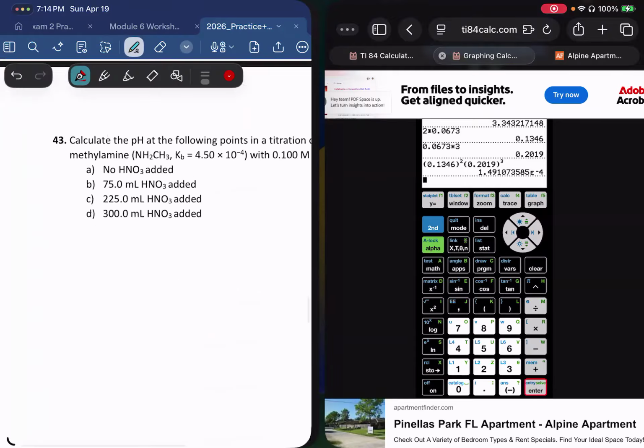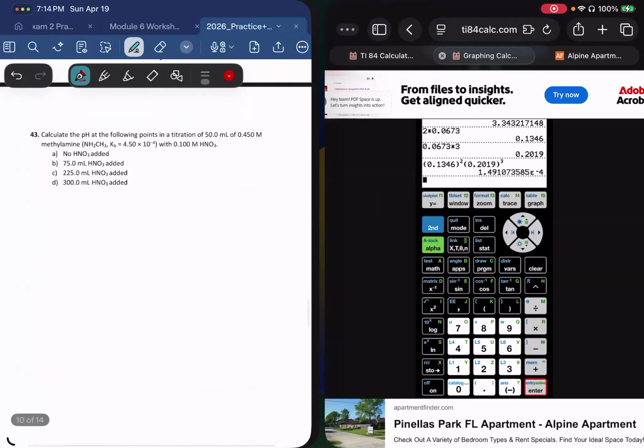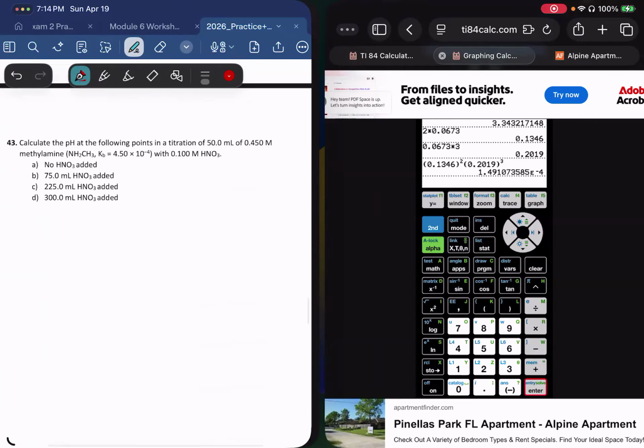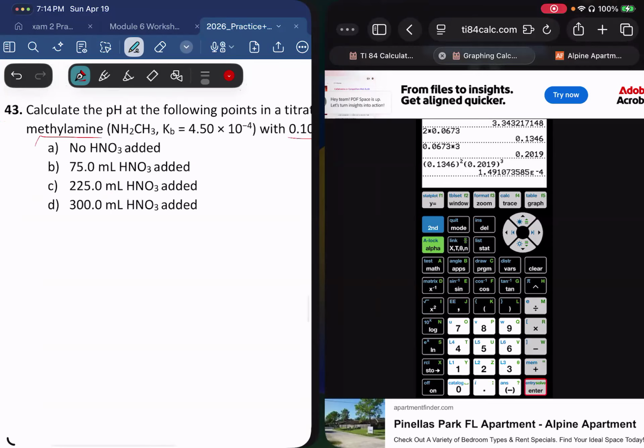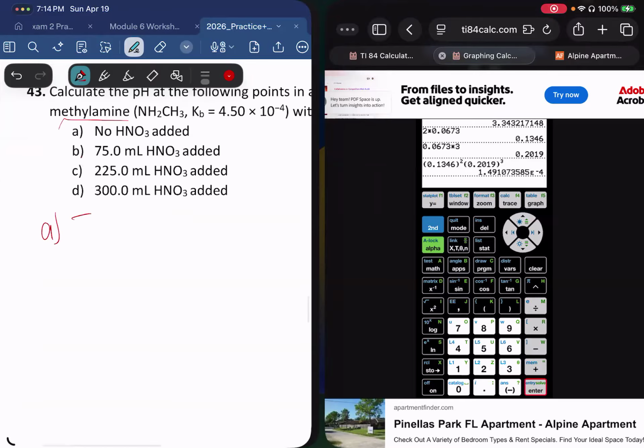All righty. All right, 43. We're about to finish, so that's good. So we have a titration of methylamine, right? This is a base, and we're given nitric acid. And so we have to do A, B, C, D. This is very similar to the question that we did in class with the weak acid, strong base. This is now a weak base, strong acid. So let's do this. For A, it's just going to be the ICE chart.